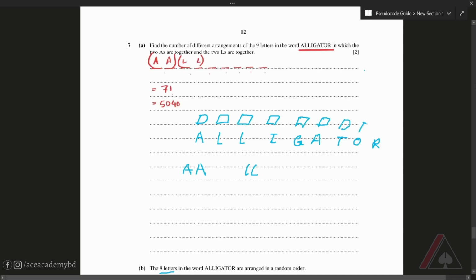Now, since we're told that A's and L's have to be together, we could consider them as one unit or one box. So the two A's are one box and the two L's are together one singular box. So now we have 1, 2, and then 3, 4, 5, 6, 7. 7 possible arrangements or 7 boxes. So we use 7 factorial, and whatever comes out in the calculator is our answer, which in this case is 5040.